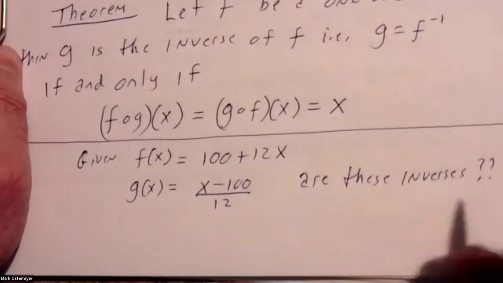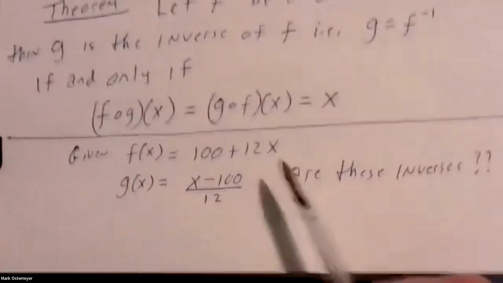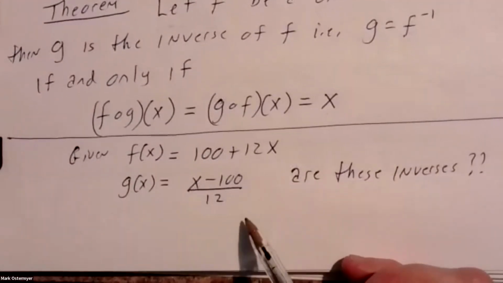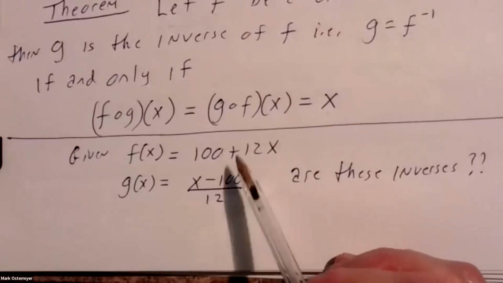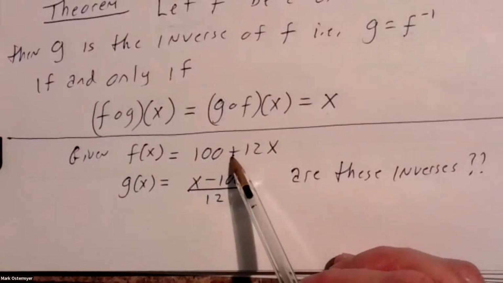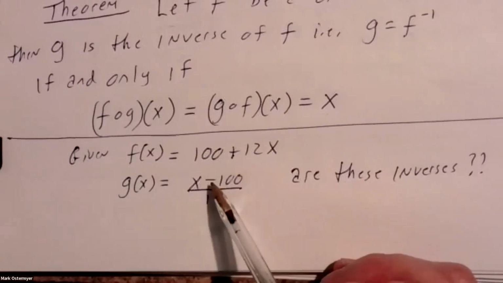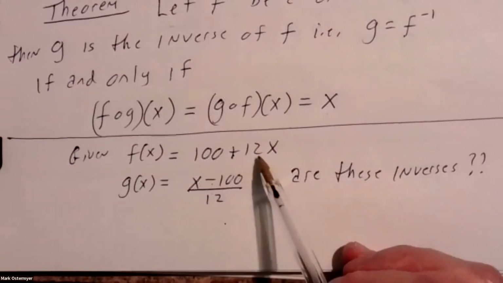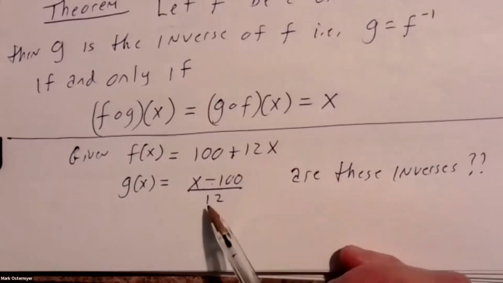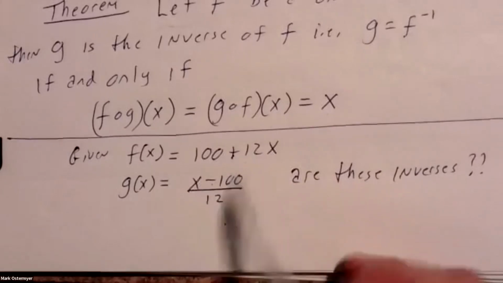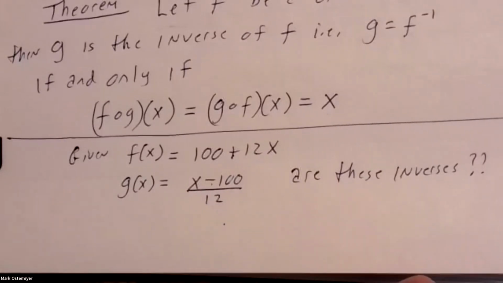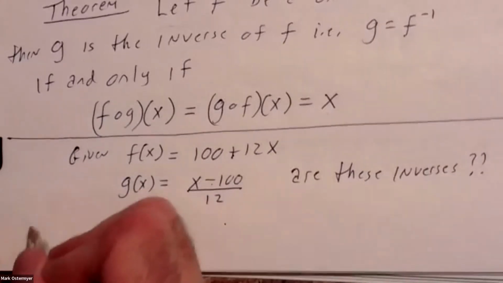Now, let's just look at these functions. Does it look like they are inverses in a way? What's the inverse of adding 100? The inverse of adding 100 is subtracting 100. What's the inverse of multiplying by 12? Dividing by 12. It seems intuitively like these might be inverses. They undo each other. Well, let's put it to the test. Let's look at the compositions.